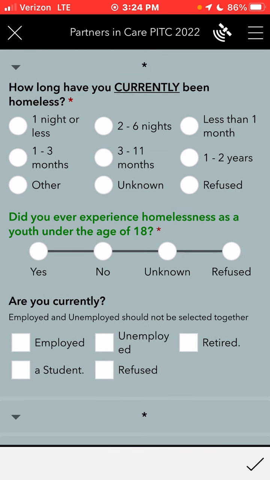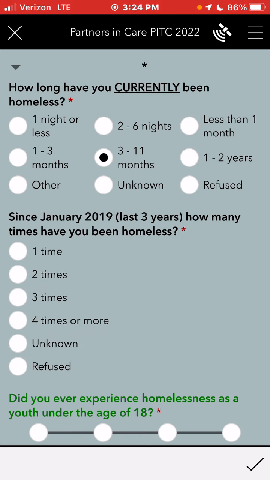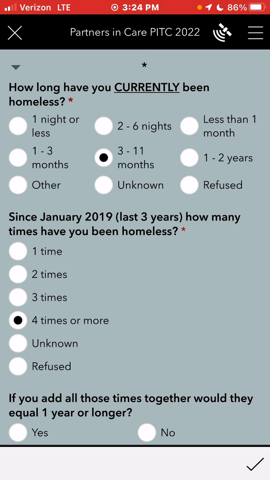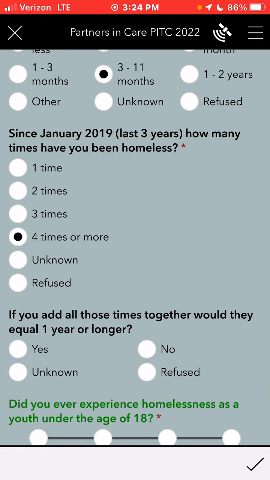How long have you currently been homeless? Remember, for this question, if you choose the 1 night or less, 2 to 6 nights, less than 1 month, 1 to 3 months, or 3 to 11 months, this extra question pops up. It reads, since January 2019, the last 3 years, how many times have you been homeless? 1, 2, 3, or 4 or more times, which will pop up another question reading, if you add all those times together, would they equal 1 year or longer?